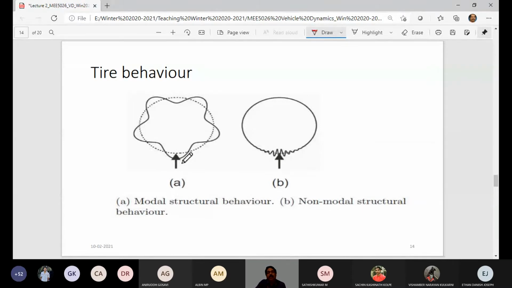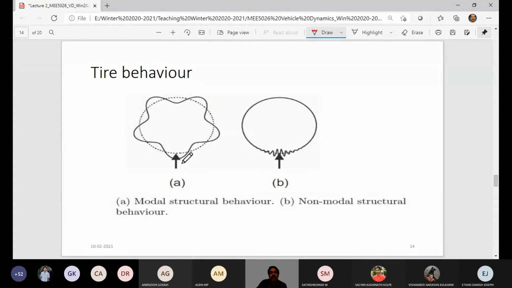So you see there's tire modal behavior, non-modal behavior, and the tire to be considered as a lumped mass and spring damper system. Which model you need to prefer is going to be according to the mathematical model that you are aiming to solve. Whether you want to solve a vibrational problem or a noise problem, accordingly you should choose your tire model.